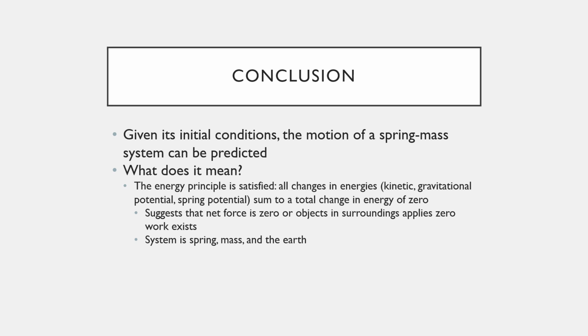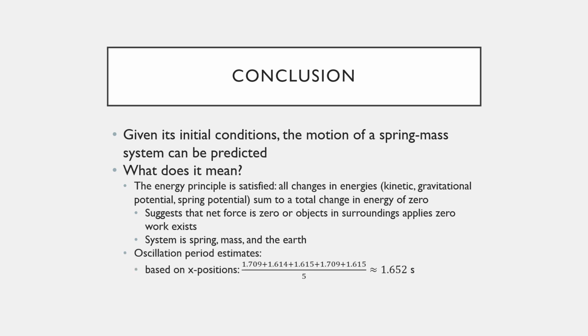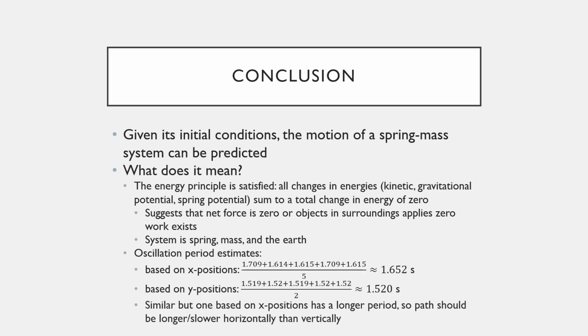An oscillation period estimate based on experimental x positions results in an average of 1.652 seconds, while one based on y positions is 1.52 seconds. Given that the motion is an oscillation, the path is more time-consuming or even just generally longer horizontally than it is vertically.